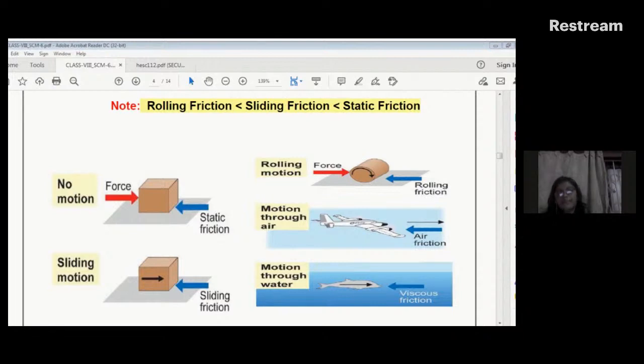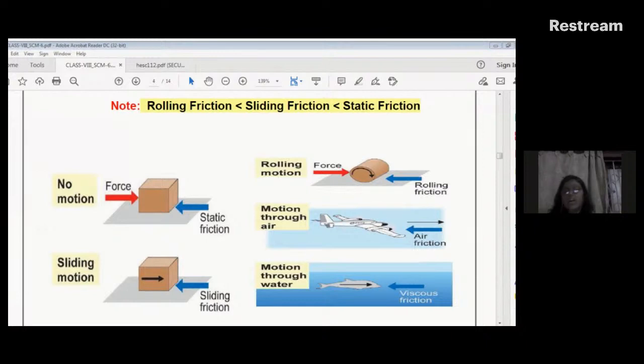Now, as you can see, that frictional force is very necessary for various reasons or purposes in our daily lives. For example, it allows us to walk on the earth's surface. It allows us to write with a pen on a surface or a paper.